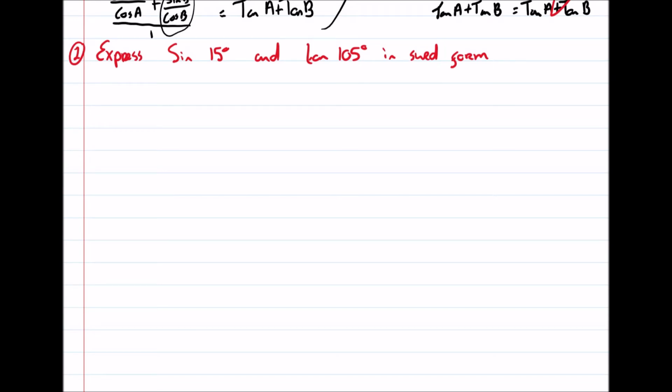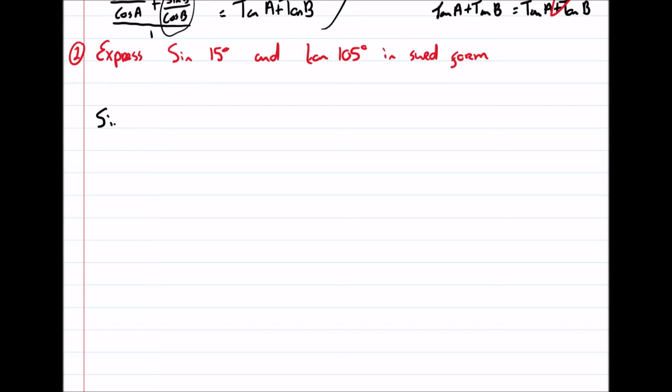Okay, so this is question 1. Express sine 15 in surd form. If you look at your logbooks, they only express certain angles in surd form. They'll express 30 degrees, 45 degrees, 60 degrees, 90 degrees in surd form. They won't express 15 degrees in surd form. However, we can use a clever trick here.